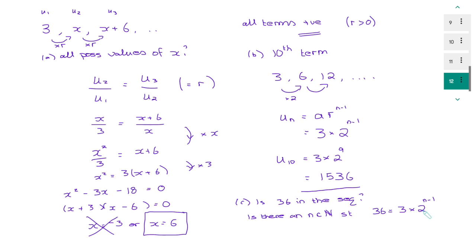In this case we've got 12 equals 2 to the n minus 1. We can see that 12 isn't a power of 2, so there isn't a whole number n for which this is true. So the answer is no. That's the sort of thing you'd have to do if you're asked whether a number is in the sequence: find out if there is a natural number n such that you can plug it into the formula and get the value you're looking for.